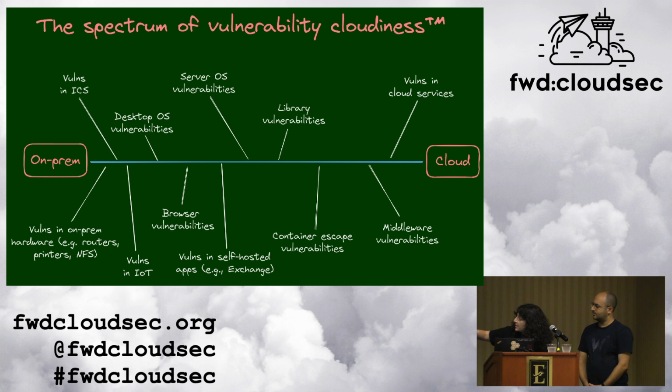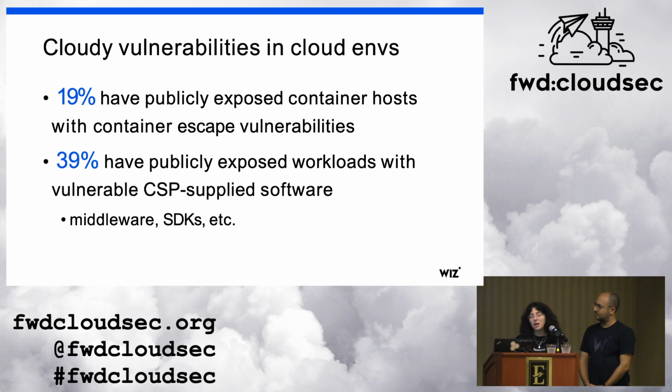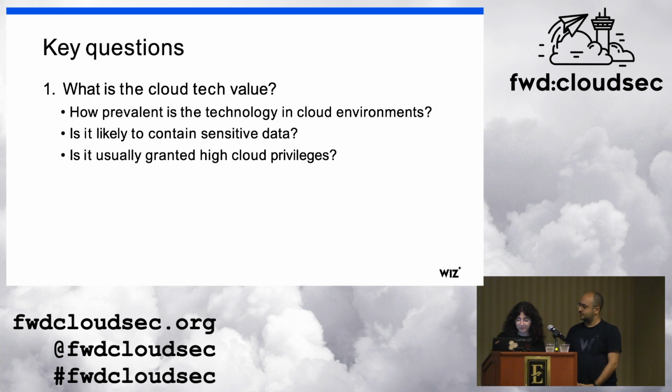And on the right side, you can see vulnerabilities in cloud services and middlewares. Let's zoom in on that for a second. From our data, we can tell that 90% of environments have publicly exposed container hosts with container escape vulnerabilities. That's a huge attack surface in the cloud. And also, double that amount have publicly exposed resources with vulnerabilities in CSP-supplied software, for example, middlewares like OMI. So those are very significant numbers there.